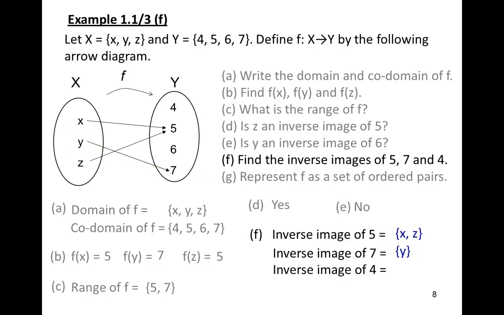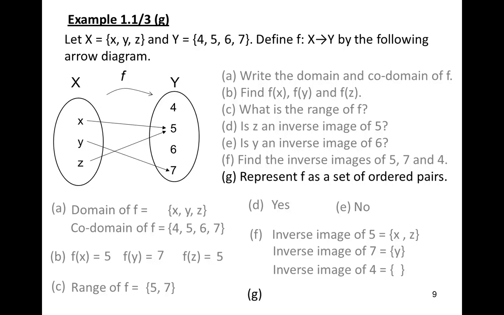Next, to get the inverse image of 4, focus on the output 4. There is no arrow that is pointing to the output of 4 at all. This means that we cannot find an input such that f of that input is equal to 4. Hence, the inverse image of 4 is the set of no element, or the empty set.